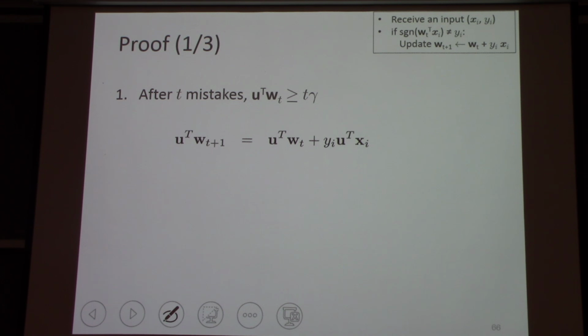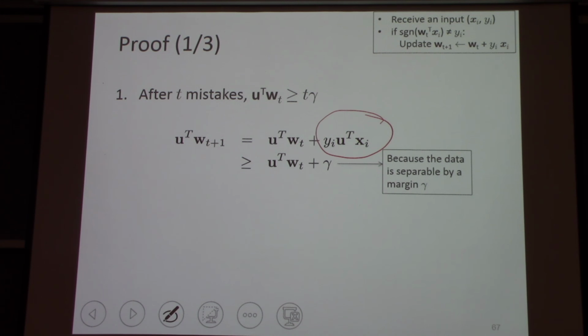Notice that after an update, your weight vector w_{t+1} is simply w_t plus yx, which means u times w_{t+1} is equal to u transpose (w_t plus yx). But by definition, we know that yi times u transpose x is greater than the margin. That's how we've defined the margin, and it doesn't matter which xi, yi we pick. Yi times u transpose xi is greater than gamma, and that is just the assumption in the theorem.